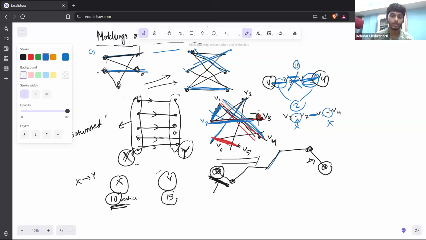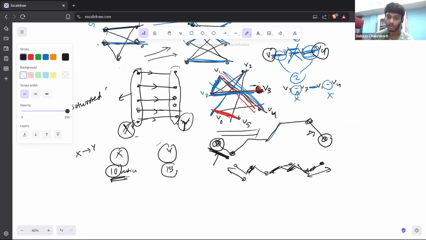Exactly. So essentially, if you have any path like this, a very long path, and these two edges are not colored while these are alternating, then you can just flip the coloring and get a better matching. So such a path is called an augmenting path, where the endpoints of the path are not saturated.